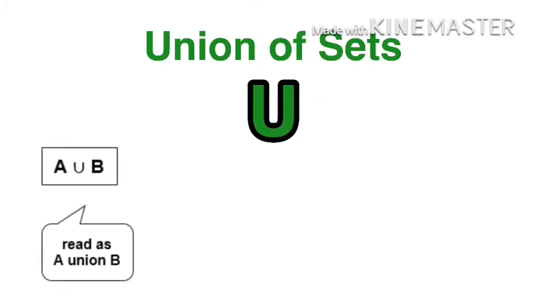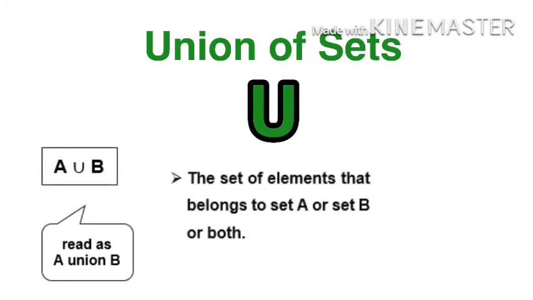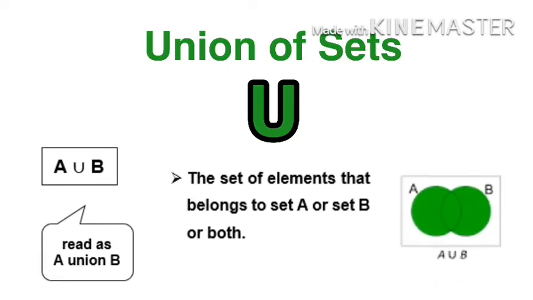Okay, let's start with the union of set. It is denoted with this symbol. If A and B are two sets, then A union B, or the union of A and B, is the set of all elements that belongs to set A or set B or both. The shaded part of the Venn diagram represents A union B.